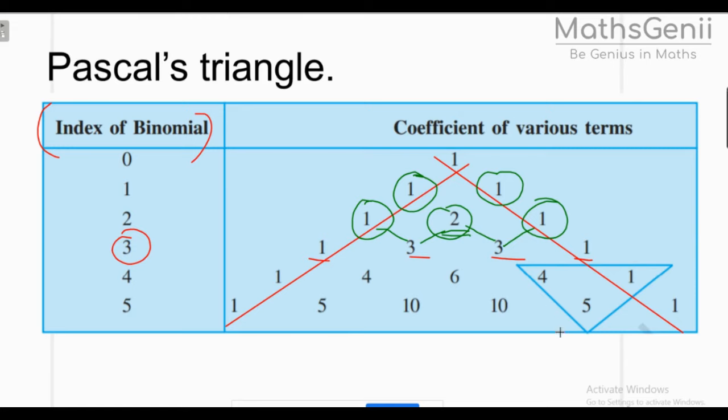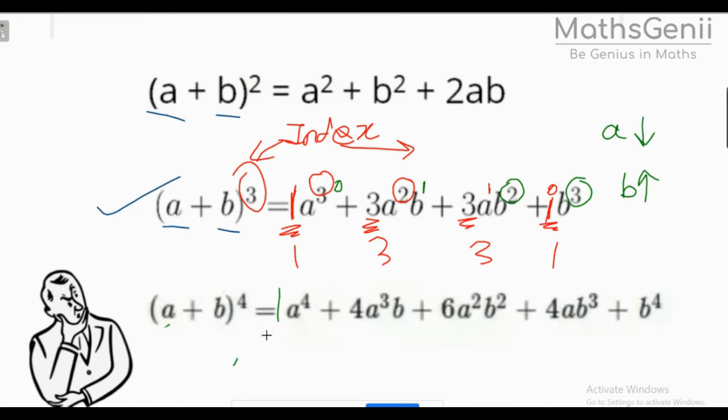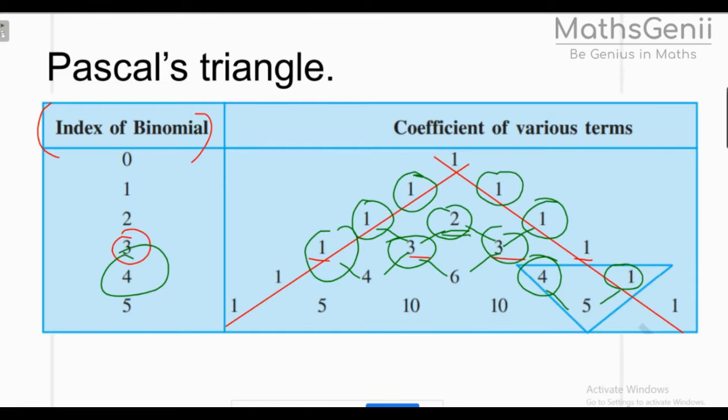Similarly, now here you have a triangle highlighted. 3 plus 1 gives you 4. So when you add 1 plus 3 it will give you 4, 3 plus 3 will give you 6. When you add this up, it is forming a triangle, and these are the coefficients. For example, if you see 1, 4, 6, 4, 1. Correct? So this is how Pascal's triangle works.